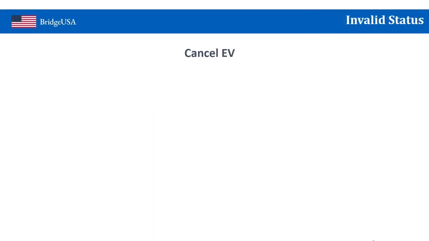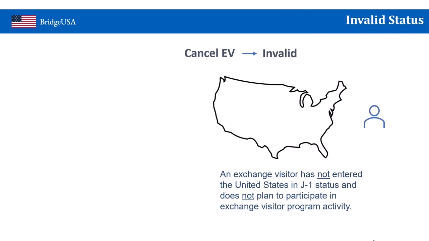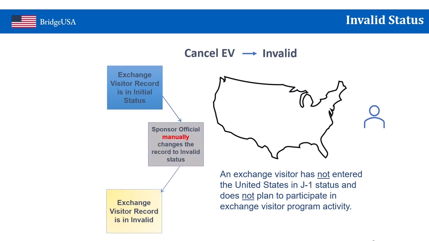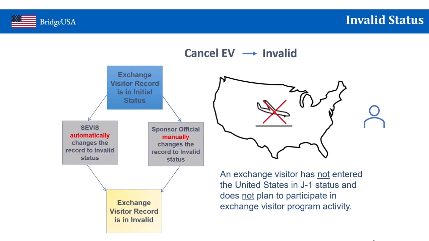The Cancel EV function updates an exchange visitor's status to invalid. An invalidated EV record indicates that an exchange visitor has not entered the United States in J1 status and they do not plan to participate in their Exchange Visitor Program activity. There are two ways in which an exchange visitor's record may be invalidated: manually and automatically. Only records that are in initial status without port of entry information may be invalidated.